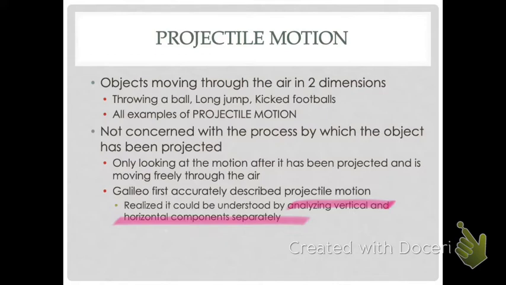Because if we're given an initial velocity that's at 30 degrees north of east, we can't plug that into a kinematics equation. We have to separate it into kinematics in the x direction and kinematics in the y direction. Okay, so that's our goal here in the next couple lessons, okay?